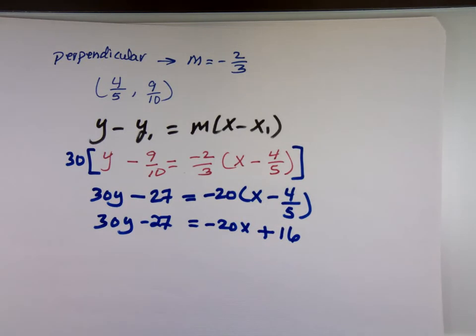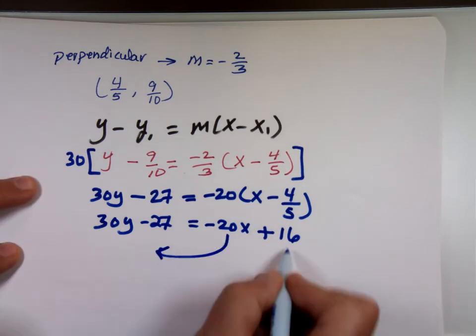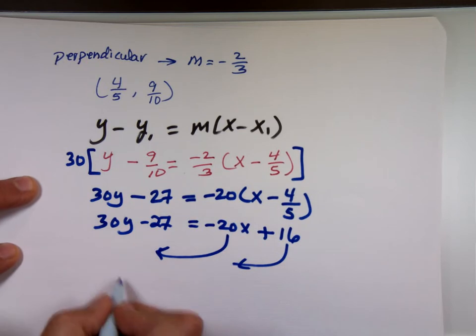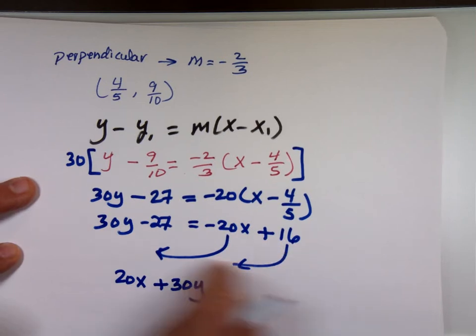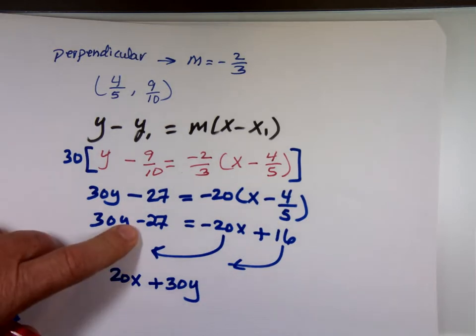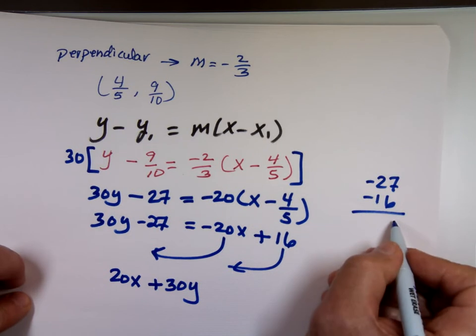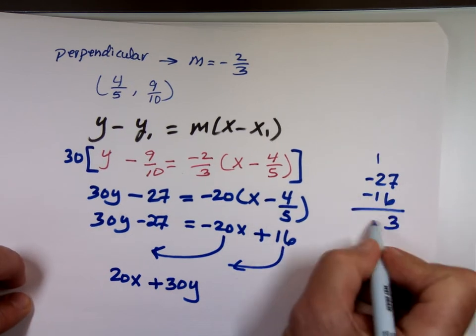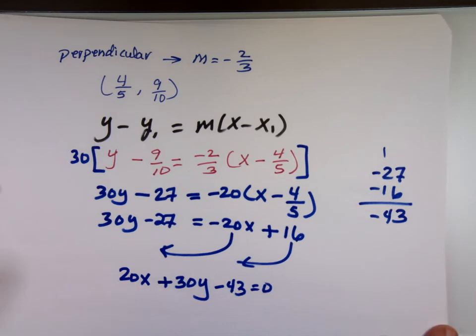When you say general form, they always like x to be positive. So let's move everything to one side such that x is positive. When I bring the negative 20x to this side, it becomes 20x positive plus 30y. When I bring that 16 to this side, it becomes a negative 16. So what's negative 27 minus the 16? 6 and 7 is what, 13? Is that negative 43? Yeah. And that'll be the answer to that one.